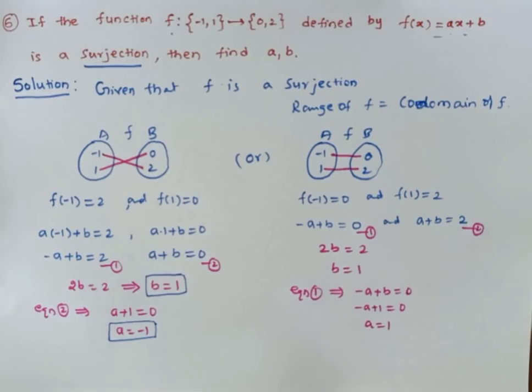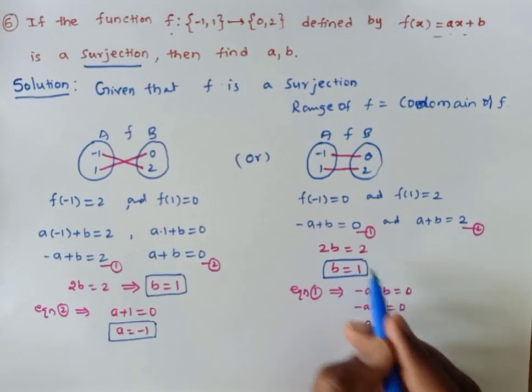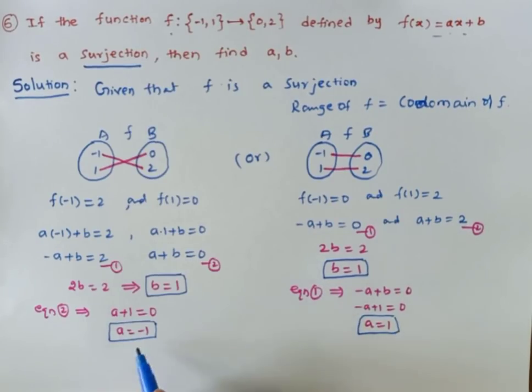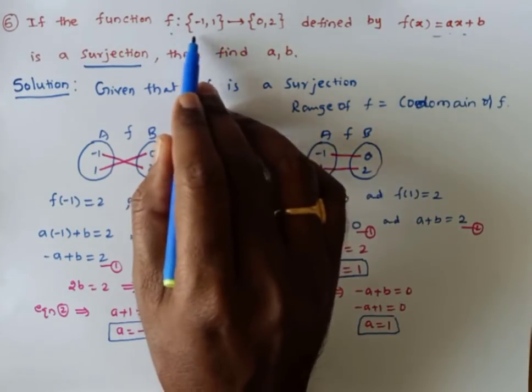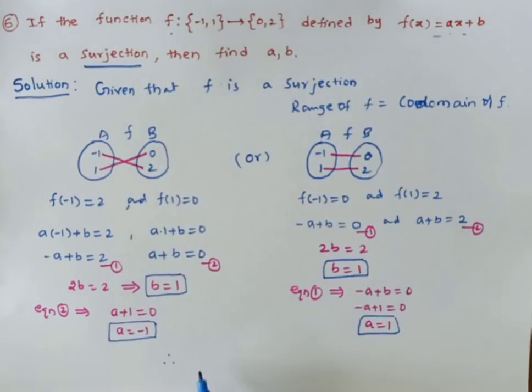So here a is 1 and b is 1, whereas in the first case a is minus 1 and b is 1. So these are the possible values. Finally, we can conclude that the values of a and b for the given function f of x equal to ax plus b to be a surjection from this set to this set are: a is equal to 1 or minus 1, so we can write it as plus or minus 1, and b is equal to 1. So the possibilities of a are 1 and minus 1, and b is only 1.